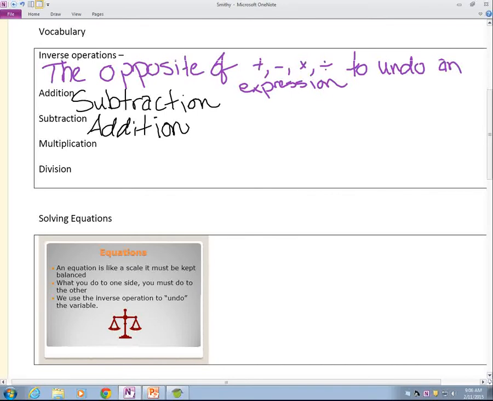And then if we multiply something, what is the inverse of multiplication? Division. And what do you think is the inverse of division? Multiplication.